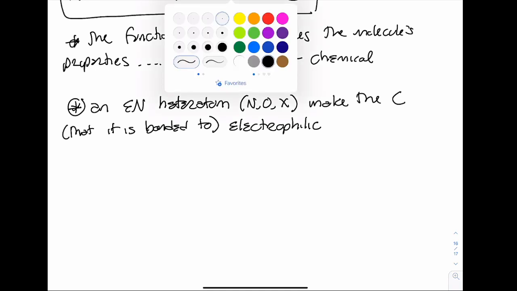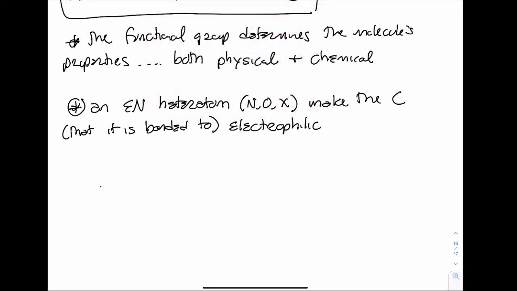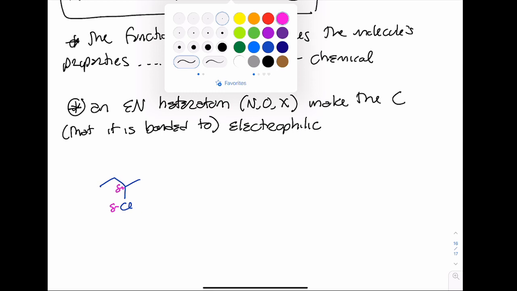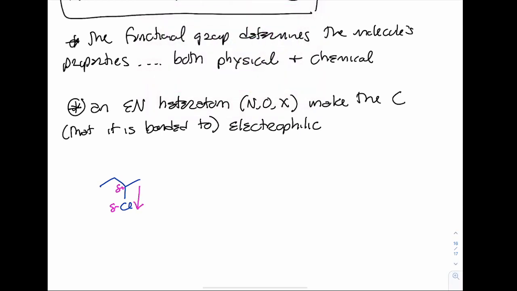So if I bond something electronegative to carbon, it makes a dipole. As an example, if I look at an alkyl halide, my sp3 hybridized carbon bonded to that halogen, chlorine's electronegative, so it gets a partial negative. I'm pulling electrons away, so that makes that carbon electrophilic.